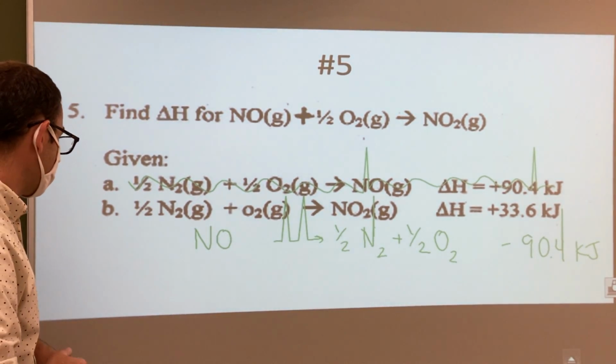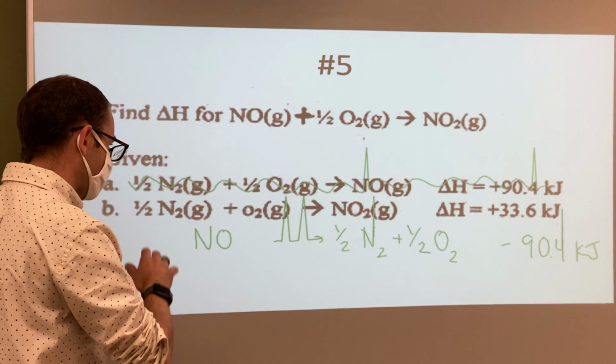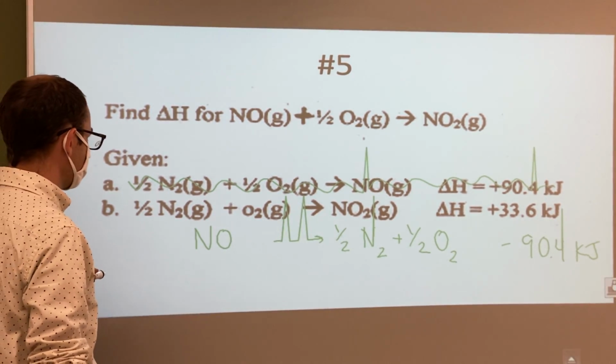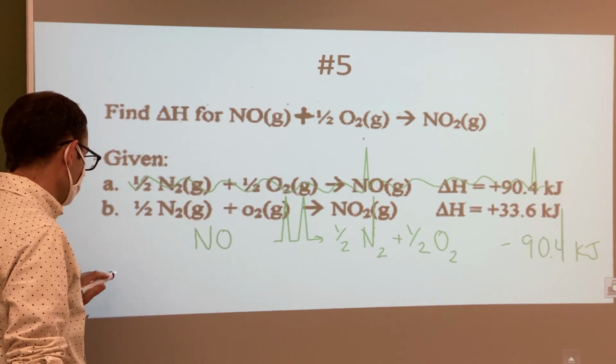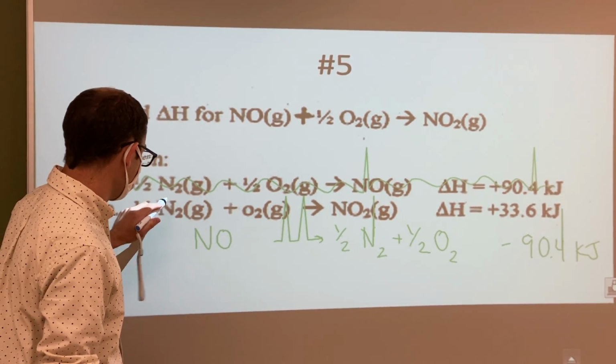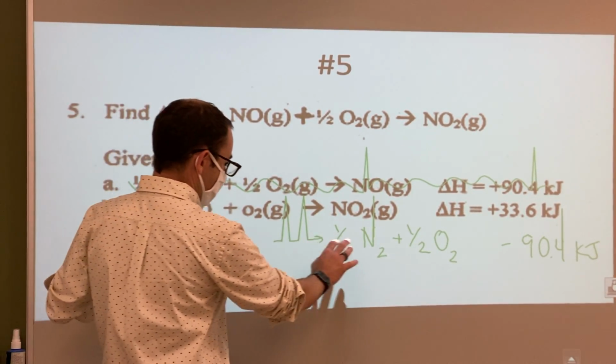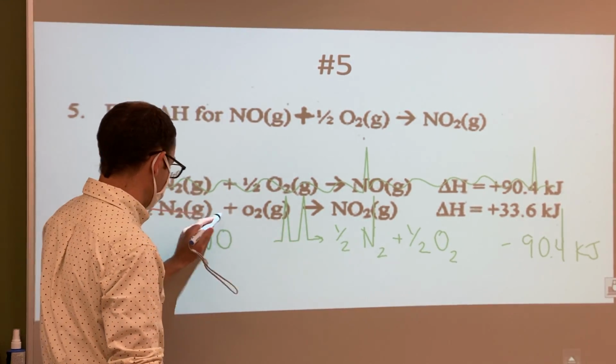So now let's check out and see if we need to multiply anything. Let's just see if it cancels out and works the way it is. So let me change the color. We have a half of a nitrogen on the reactant side here. We have a half on the product side, so that'll cancel out.